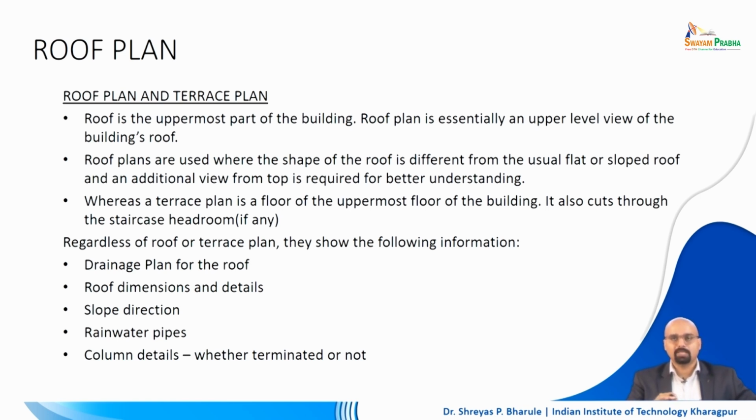So moving from all the habitable spaces to the space wherein we have a complete covering, a complete shelter on top. The roof is the uppermost part of the building, which is quite common sense, but moving forward, a roof plan essentially is an upper level, looking down view of the building roof. So we are going to go on top of the roof and look down, and then we will try to draw that particular plan, how it should look ideally from the top.